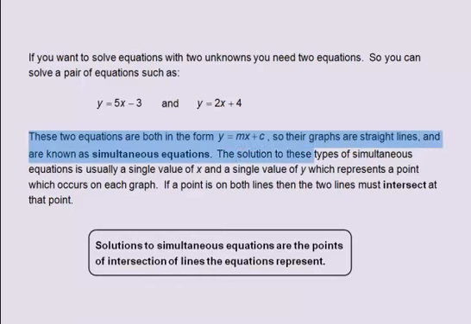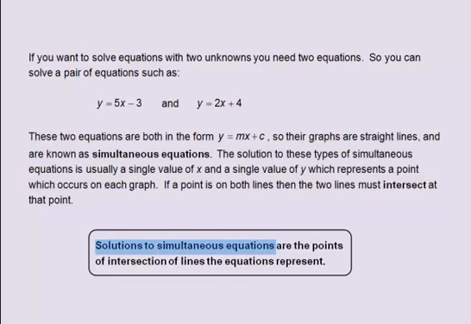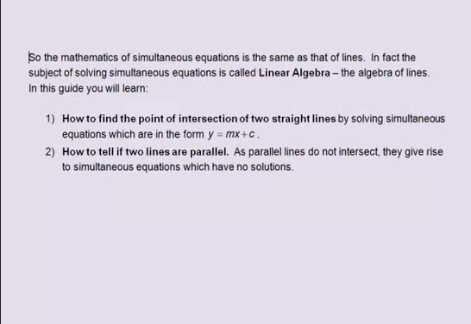The solution of these types of simultaneous equations is usually a single value of x and a single value of y, which represents a point which occurs on each graph. If a point is on both lines, then the two lines must intersect at that point. Solutions to simultaneous equations are the points of intersection of the lines the equations represent. So, the mathematics of simultaneous equations is the same as that of lines. In fact, the subject of solving simultaneous equations is called linear algebra, the algebra of lines.